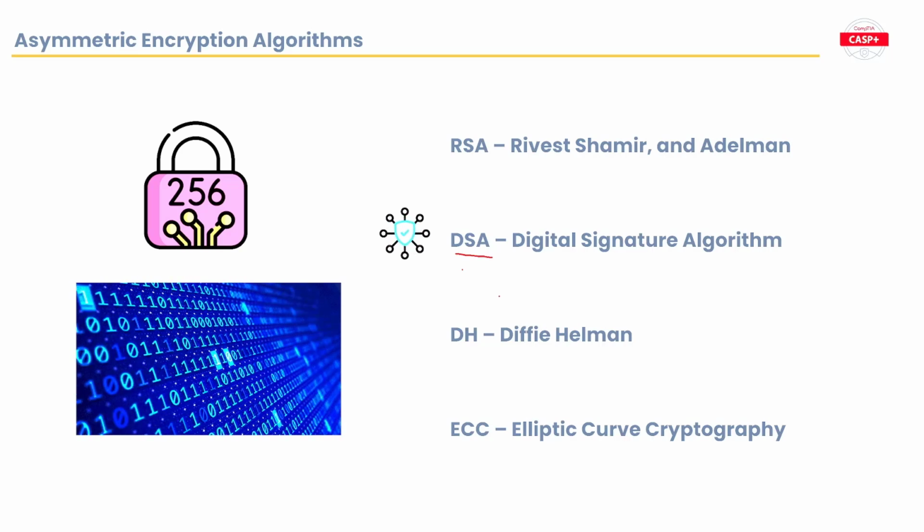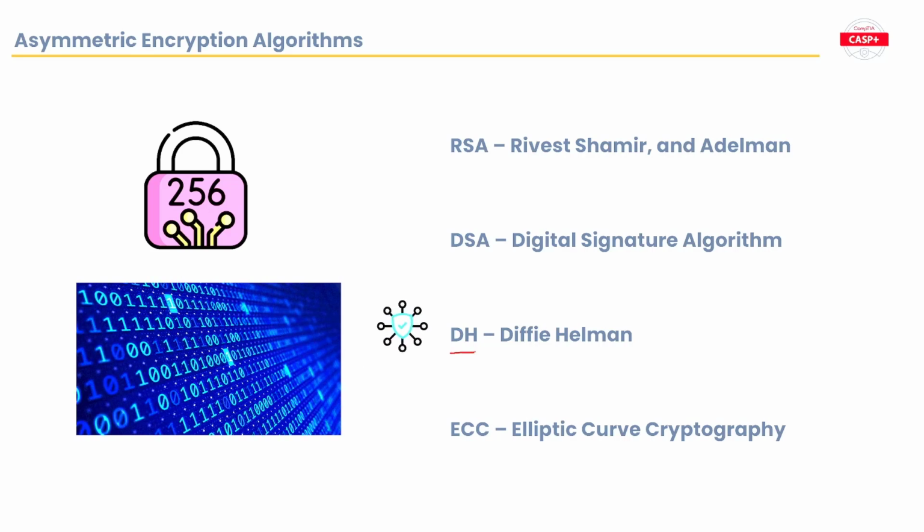Next is the DSA, or the Digital Signature Algorithm. So DSA is a standard for digital signatures set by the government. Digital signatures are used to prove that you are the owner of a document when you send it by email, or to verify a certificate that is hosted on a website.